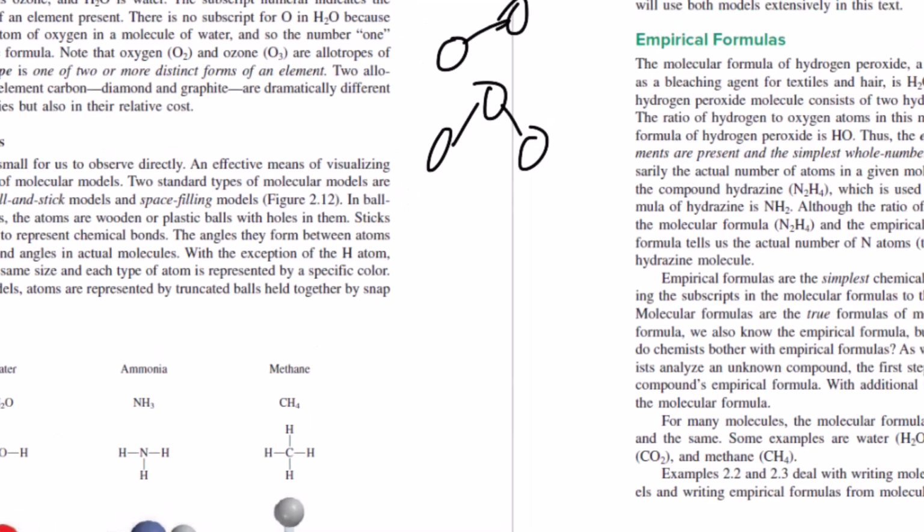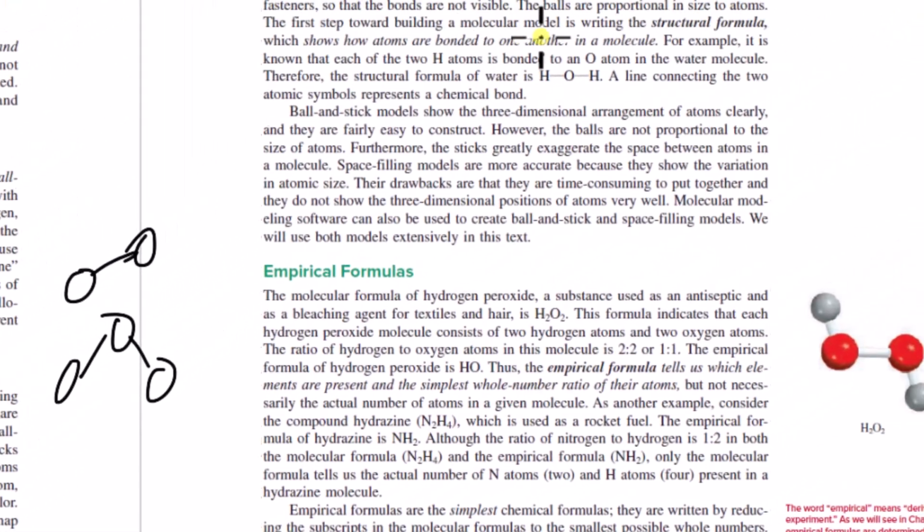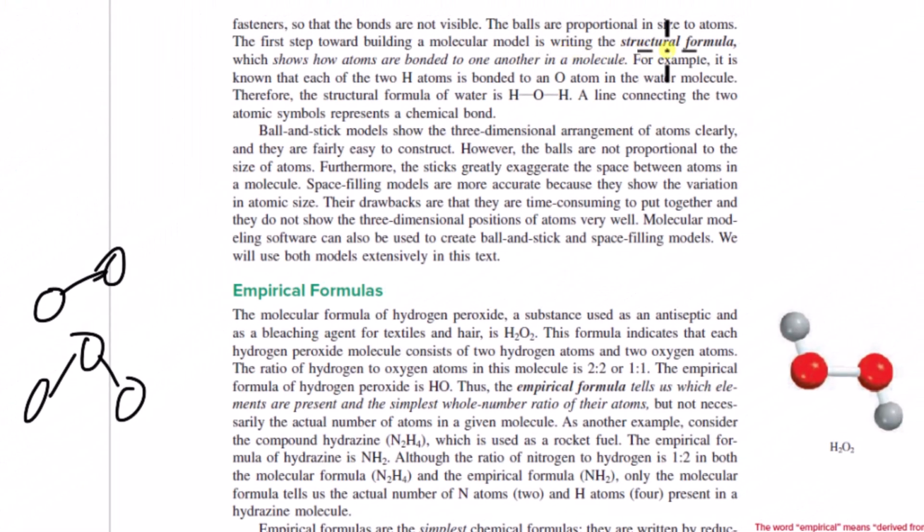The first step towards building a molecular model is writing the structural formula, which shows how atoms are bonded to one another in a molecule. For example, it is known that each of the two hydrogen atoms is bonded to an oxygen atom in the water molecule. Therefore, the structural formula of water is like shown here. A line connecting the two atomic symbols represents a chemical bond.